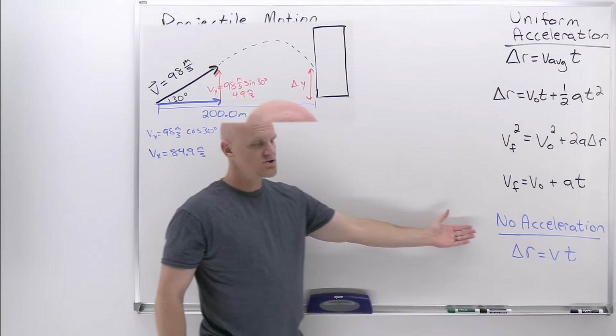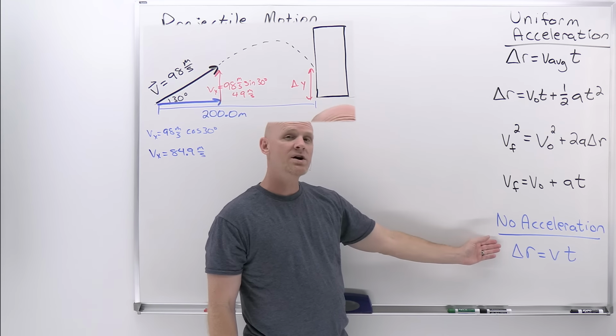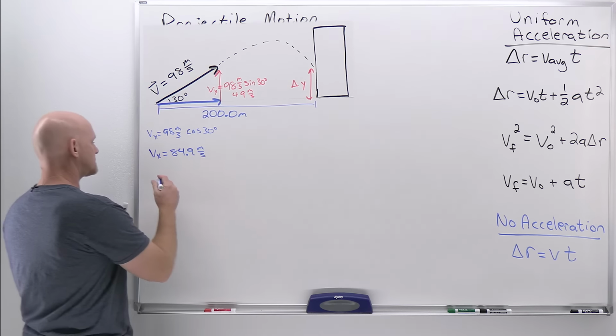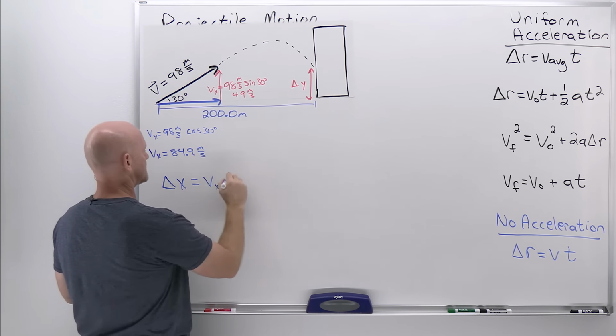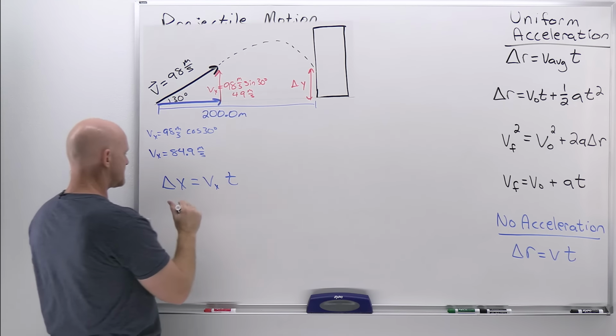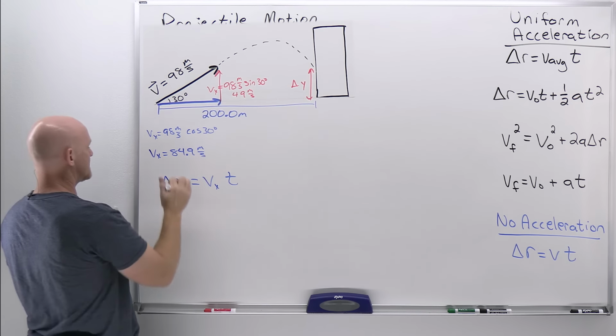Well, again, in the x dimension, there's no acceleration. It's constant velocity. The only equation we have to work with is this guy. And so delta x equals v x t. So we'll solve for that time. The x displacement, we know that's going to be 200 meters.